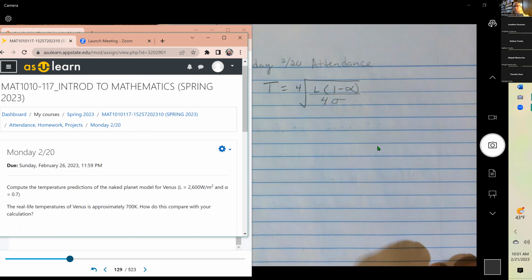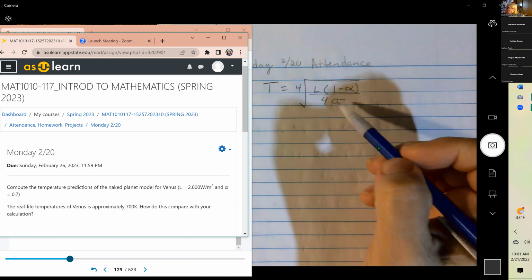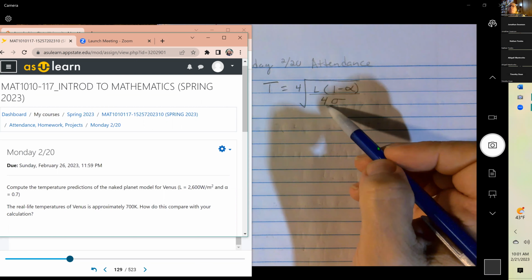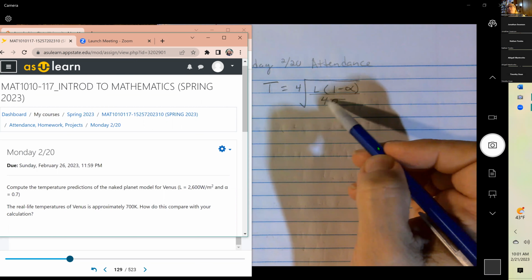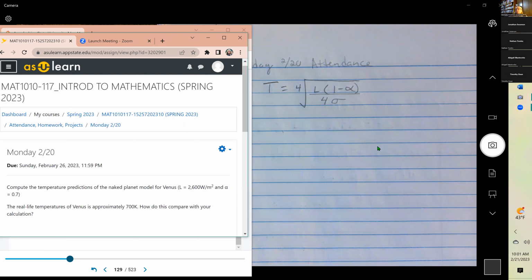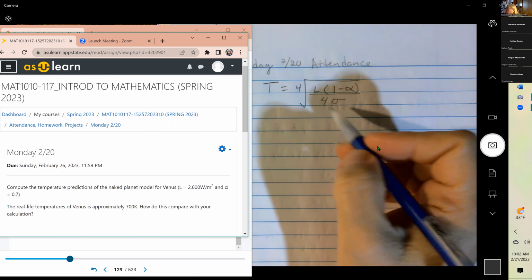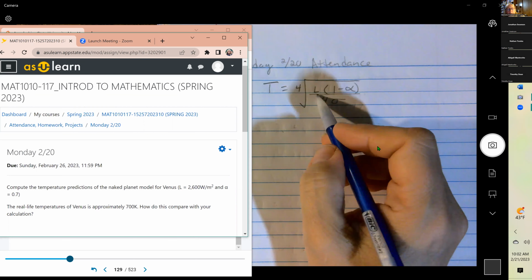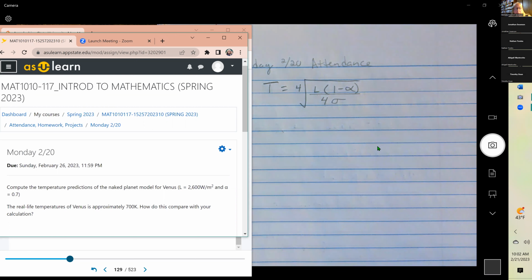The glass model, the only difference is this 4 is a 2. Because you're not dividing by as much, because it's holding in more heat. And all the values were given from the problem.